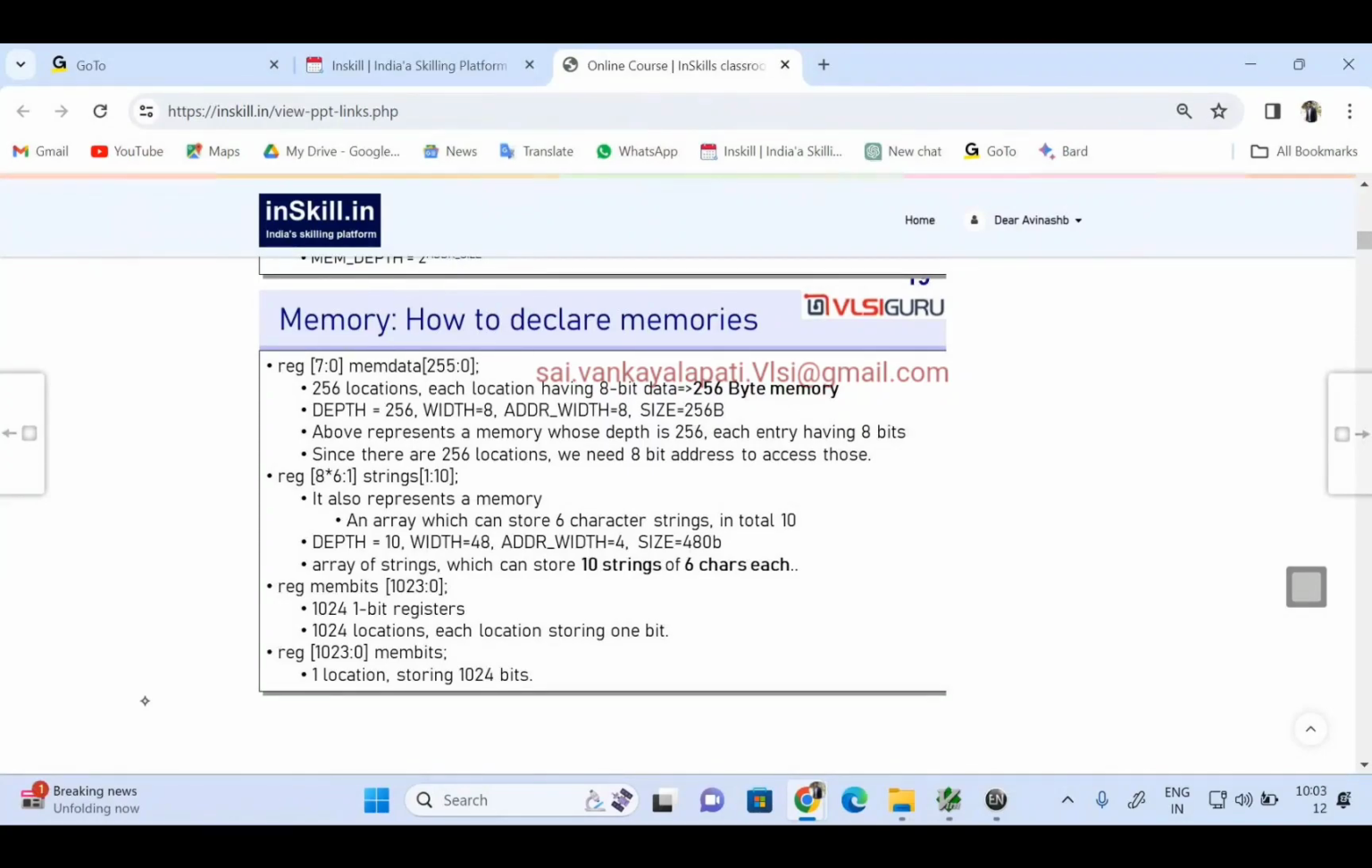Width is 8 bits, and 8 bits is equal to 1 byte. So the size is depth into width. Depth is 256, width is 8 bits, which is 1 byte. I can call the size 256 bytes.